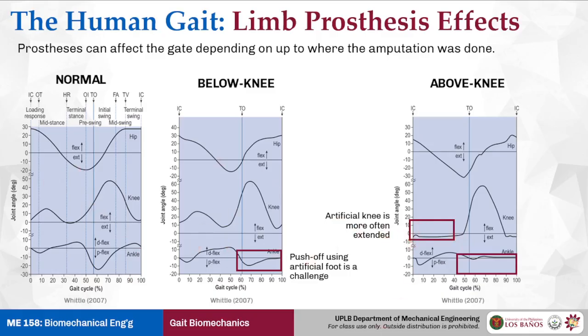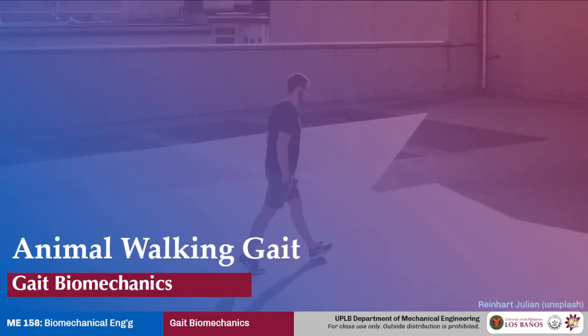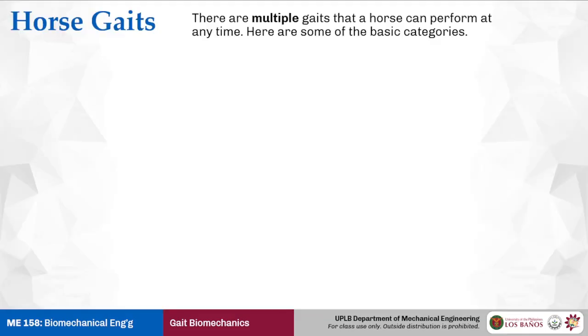So that is it for humans. We're just going to dilly dally a bit into animal walking gaits, especially four-legged animals. For horse gaits, the interesting part of this is that they walk differently.